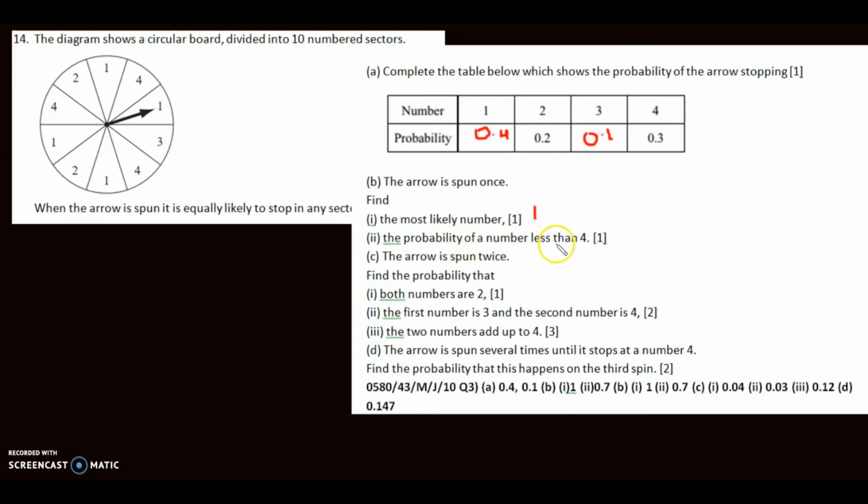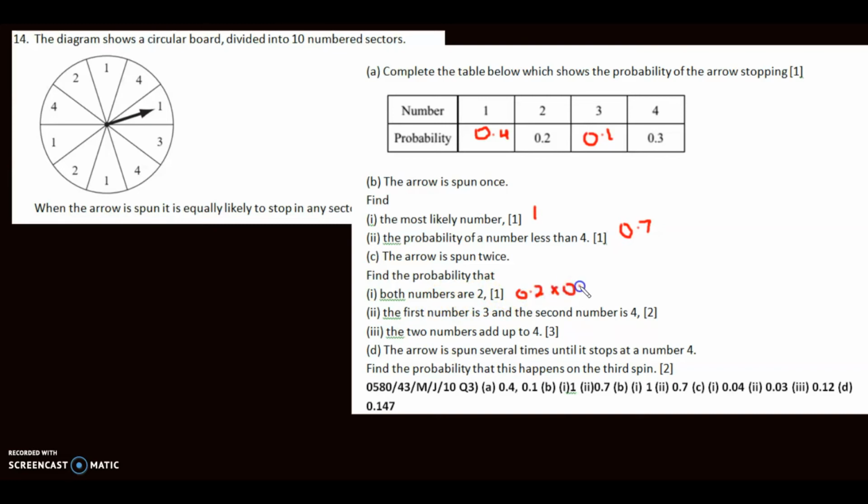Probability of a number less than 4. So probability of a number less than 4 would be all these 3 cases. So that's going to be 0.4 plus 0.2 plus 0.1, which is 0.7. Okay. The arrow is spun twice. Find the probability that both numbers are 2. So we're getting 2 in the first spin and then 2 in the next spin.